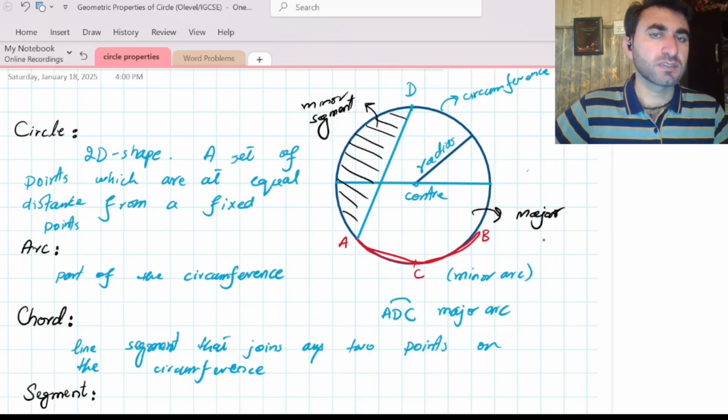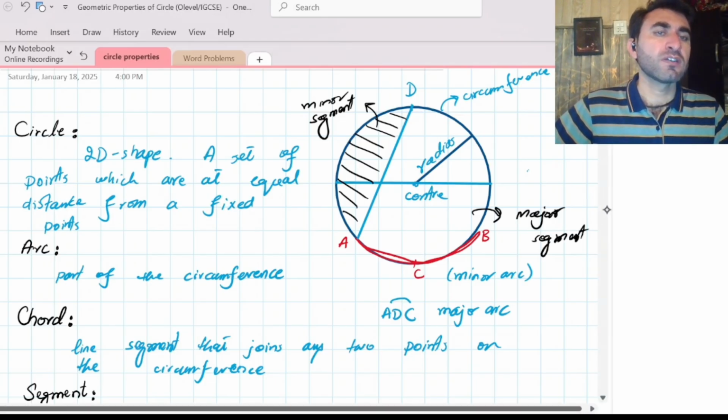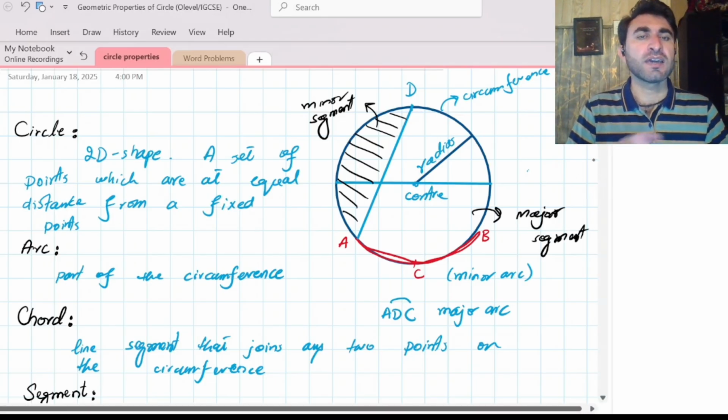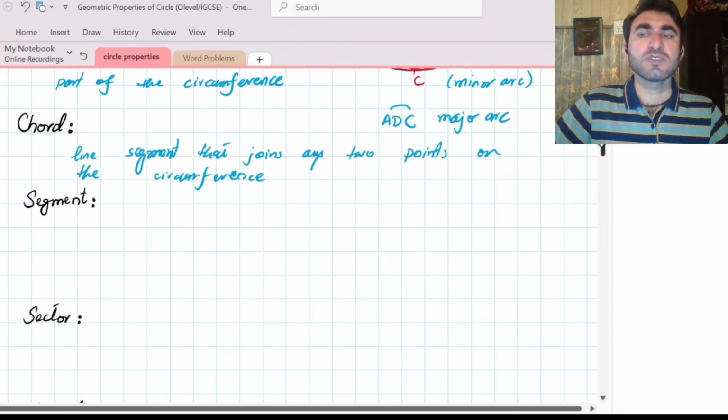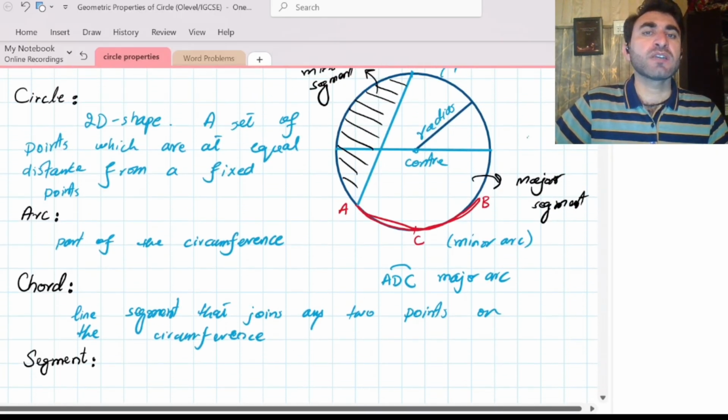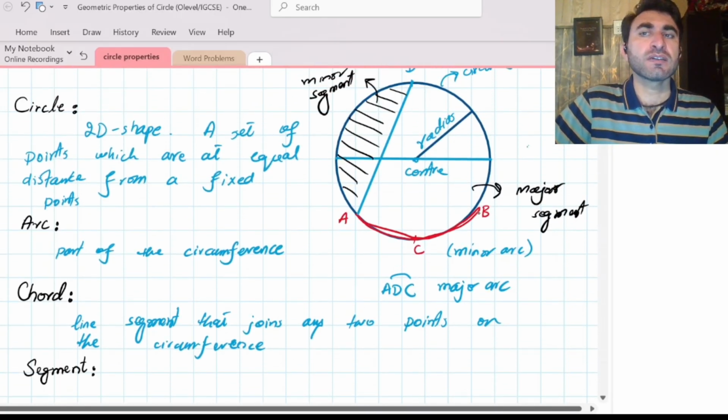That is, this one is the major segment. We'll be discussing segment in the angle properties. We'll know later. Then coming to the sector. Sector is basically any area between two radii of the circle and an arc.